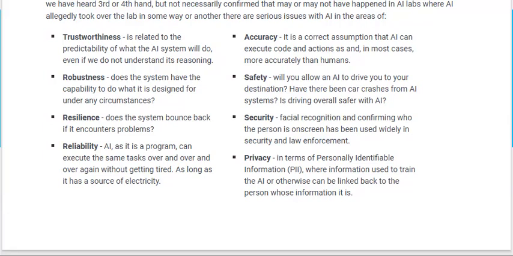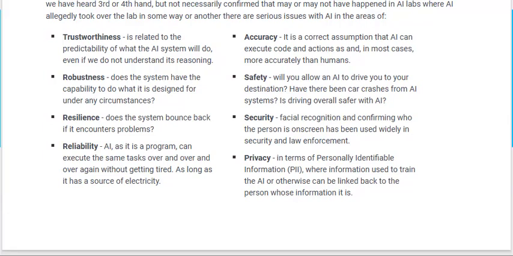Security: facial recognition and confirming who the person is on screen has been used widely in security and law enforcement. Privacy, in terms of personally identifiable information, PII, where information used to train the AI or otherwise can be linked back to the person whose information it is.